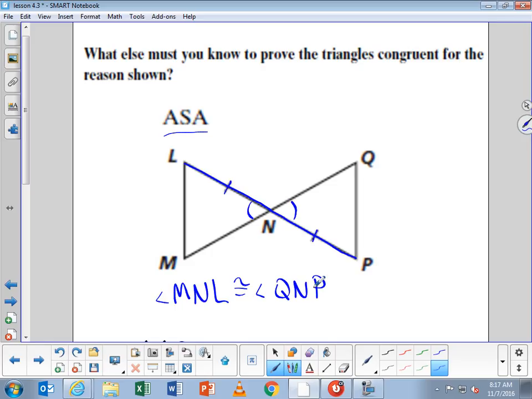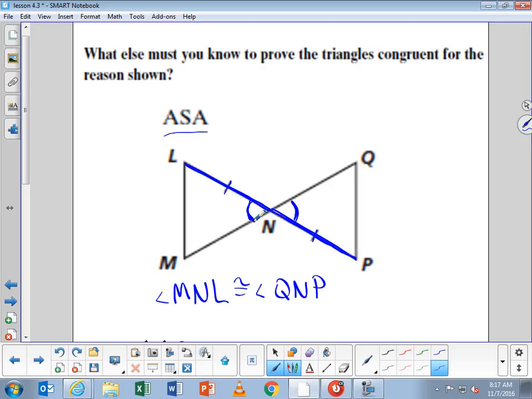Louder, Brandon? That the side is in between the 2 angles. So if I have this angle on this side, and I have this angle on this side, what's the other angle I have to have? This is answering this question now. What else must I know in this picture? Because the way the picture's drawn, I already know this, and I already know this. So what else do I need to know?